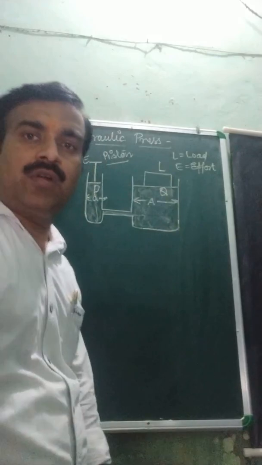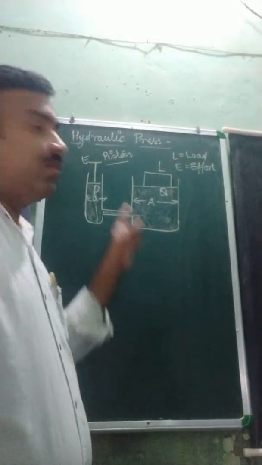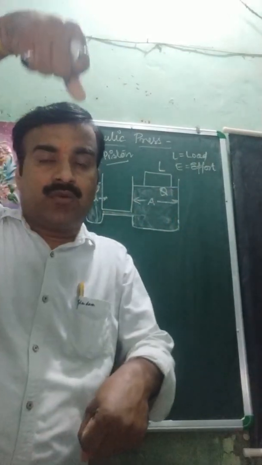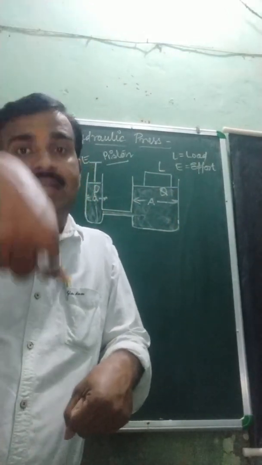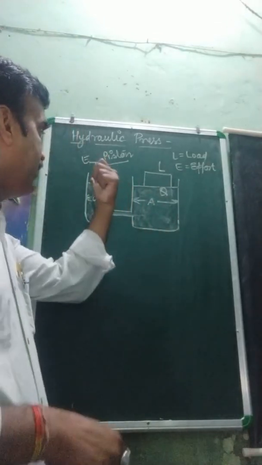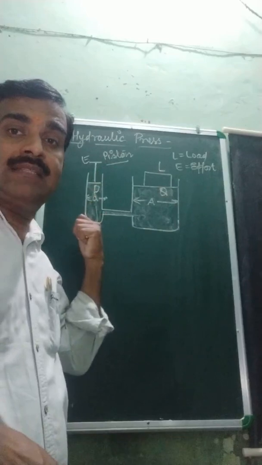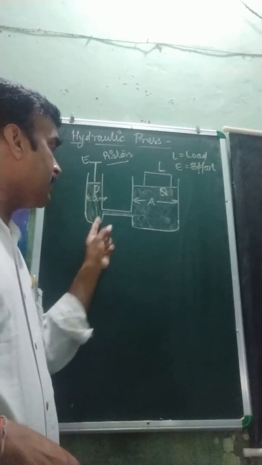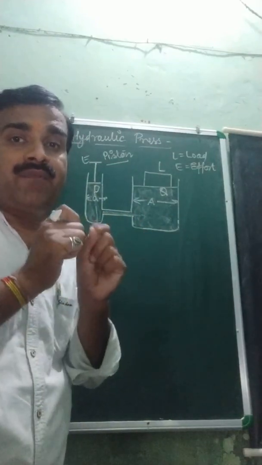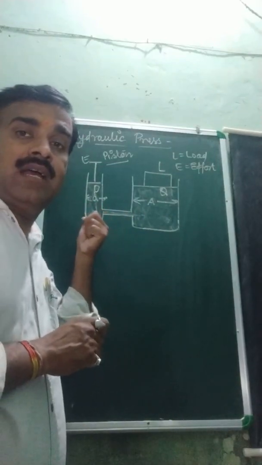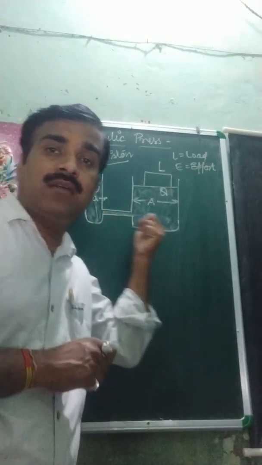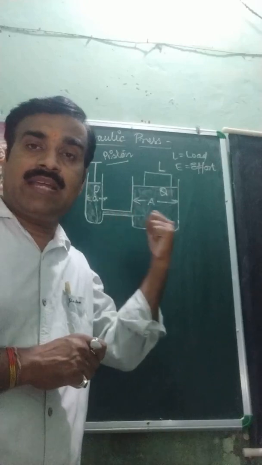Okay, L is load and E is effort. So from the smaller side, by the use of the piston, once we apply pressure in the downward direction, the fluid kept in the smaller cylinder, since it is attached to a thinner tube, is transferred to the bigger area side cylinder.